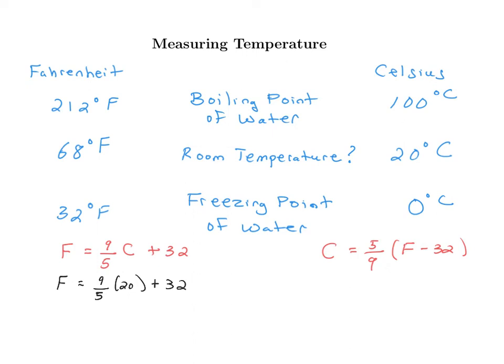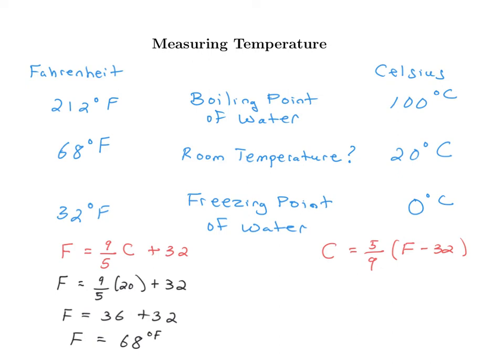So 9/5 times 20 is 36, plus 32, and that in fact does equal 68, and that's degrees Fahrenheit. Now this formula should go in the other direction. If you put 68 in place of Fahrenheit and simplify this, it should give you the corresponding Celsius degree.